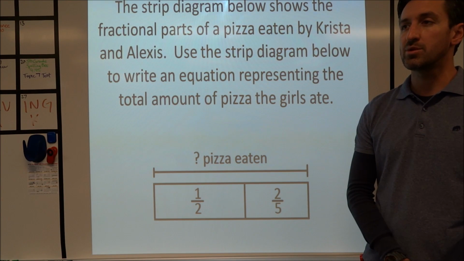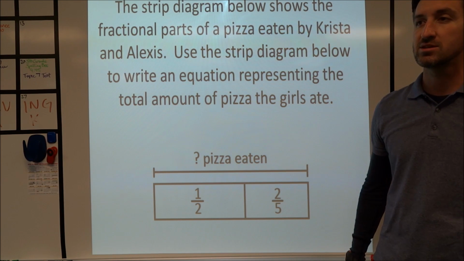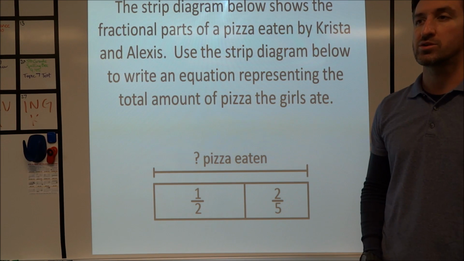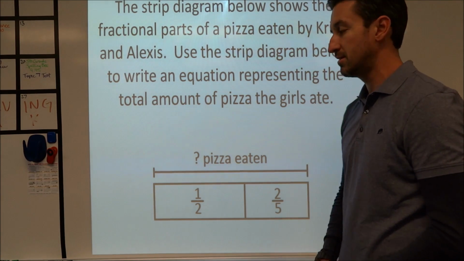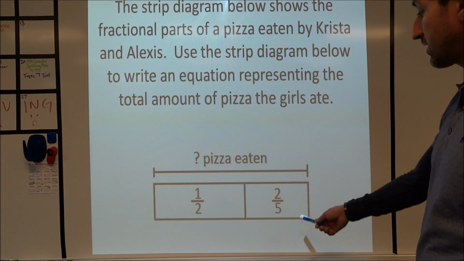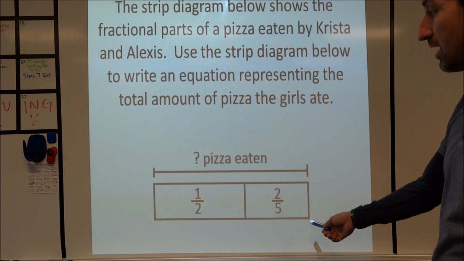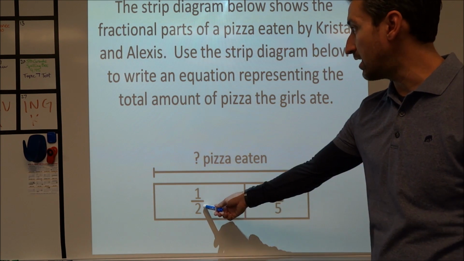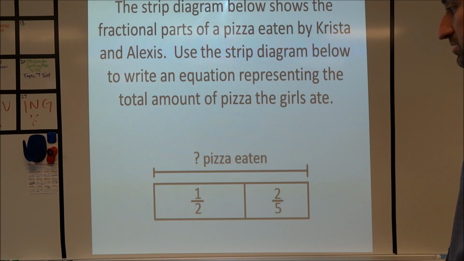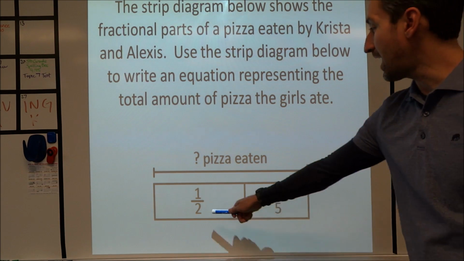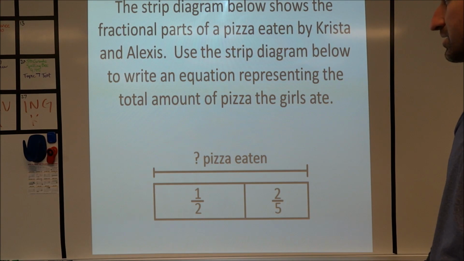The strip diagram below shows the fractional parts of a pizza eaten by Krista and Alexis. Use the strip diagram below to write an equation representing the total amount of pizza the girls ate. Okay, so when we look at our strip diagram, I can see that one girl ate 1/2 and one girl ate 2/5. We have to add these two fractions together to find the total amount that the girls ate.